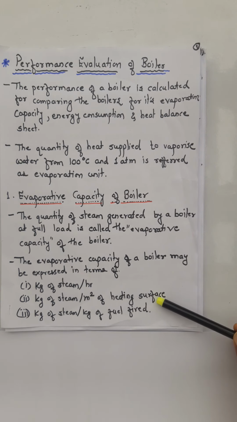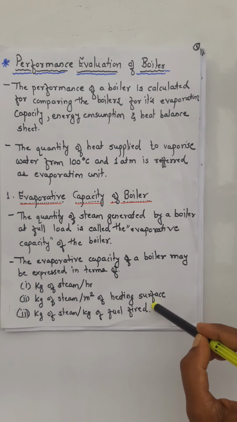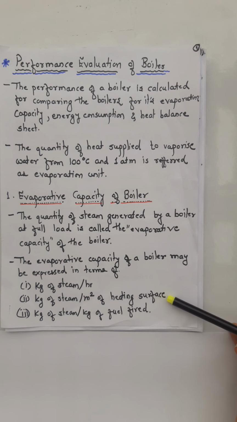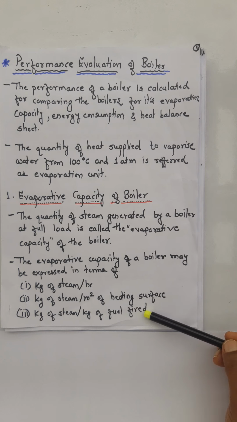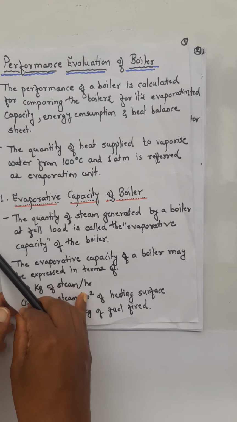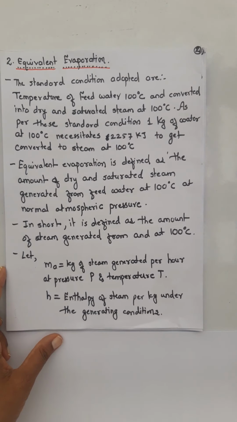It can be given as the kg of steam per meter square of heating surface, which is nothing but the ratio of mass of steam generated per hour to the heating area of the grate in meter square, or it can also be given as kg of steam per kg of fuel fired, which is the ratio of mass of steam generated per hour to the mass of fuel burned per hour. Now let us talk about the equivalent evaporation.